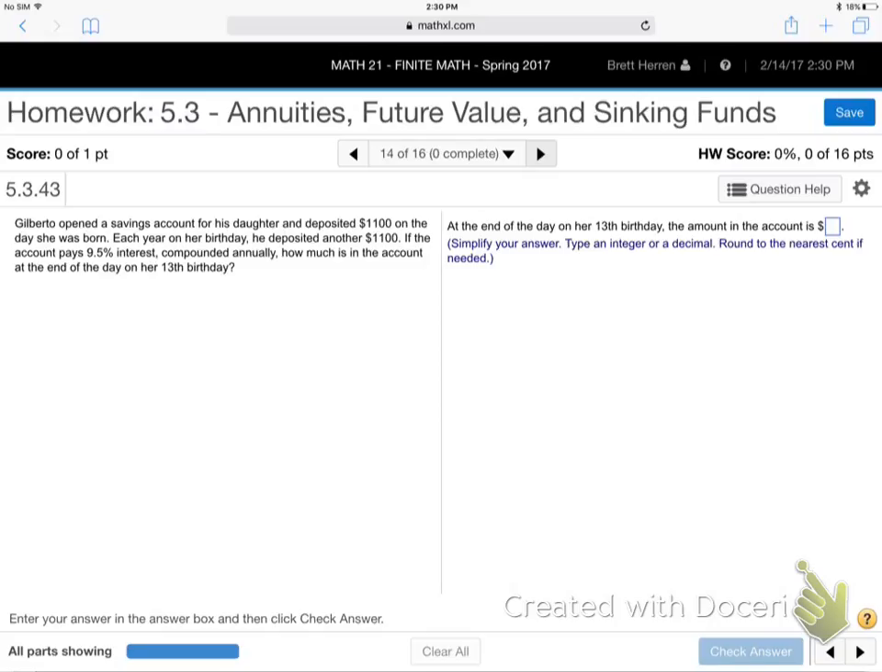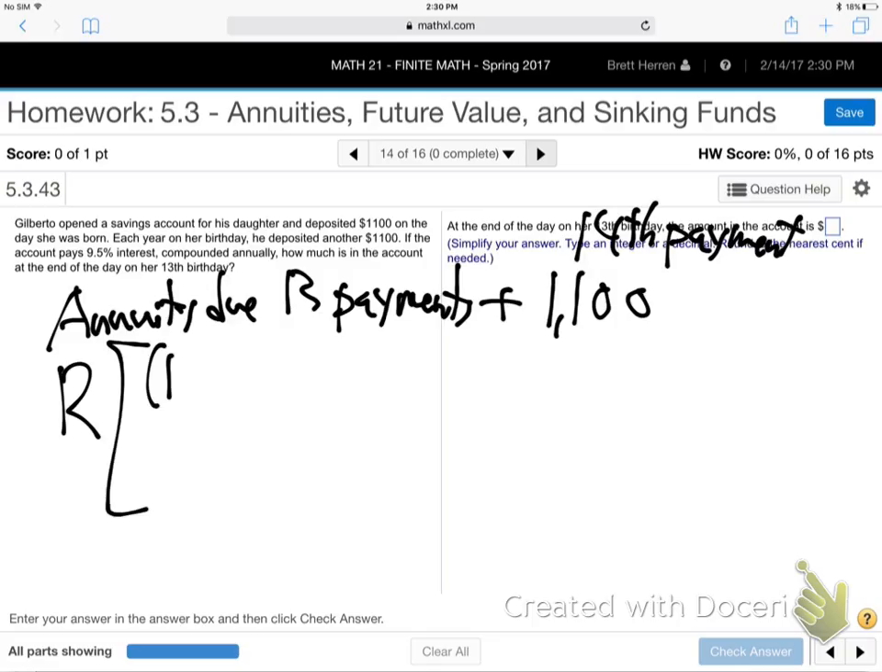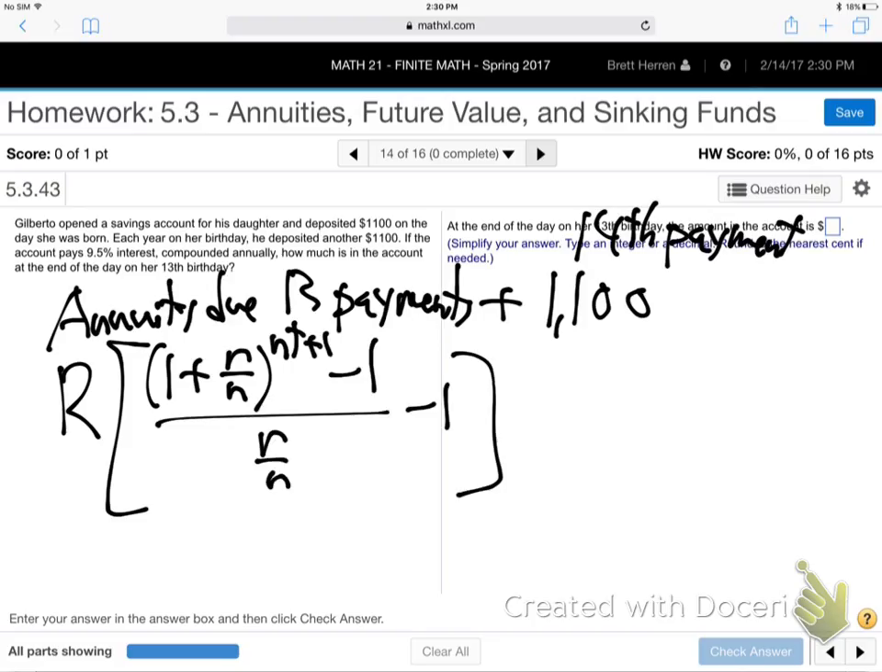It's good to know. All right, so 13 payments, so annuity due for 13 payments plus $1,100 for the 14th payment made on her 13th birthday, right? This one's the 14th payment made on her 13th birthday. Okay, so we got to use the annuity due formula, which is R(1 + r/n)((1 + r/n)^(nt) - 1) divided by (r/n), plus 1,100.